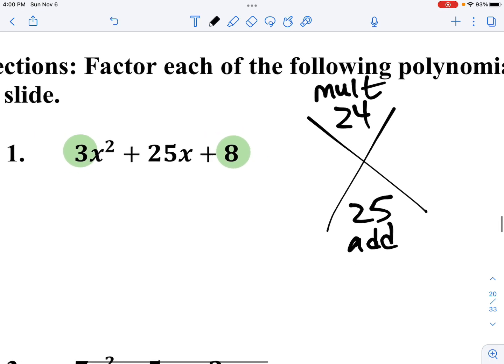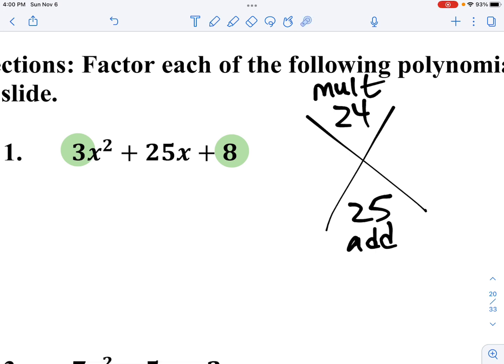So we have to think of, hardest part of this whole problem, you guys, what two numbers multiply to 24, but add up to 25? So here's what we might be thinking. Well, I do know that 24 is 12 and 2. So is there any way to add these two together and get 25? Check with your calculator if you have to. 12 and 2 will not make 25. So I can't use 12 and 2.